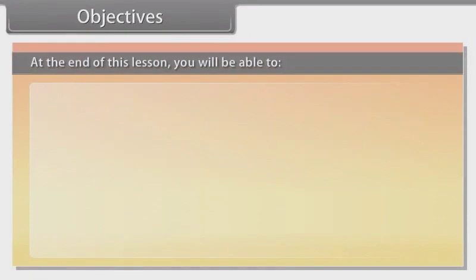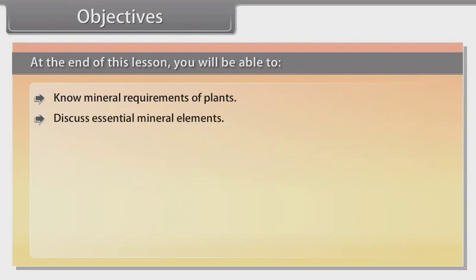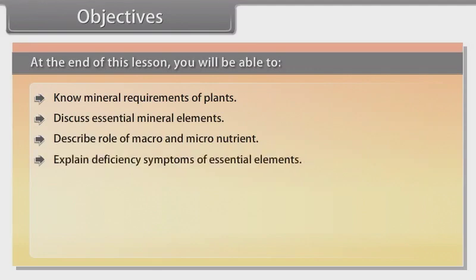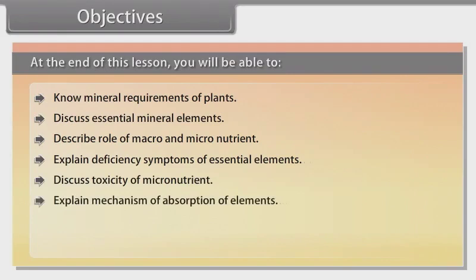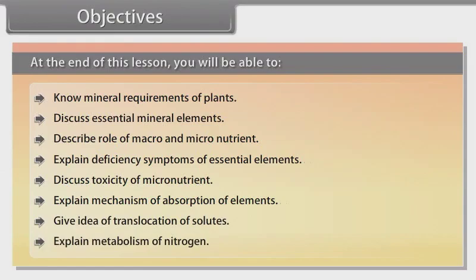Objectives. At the end of this lesson, you will be able to know mineral requirements of plants, discuss essential mineral elements, describe the role of macro and micronutrients, explain deficiency symptoms and essential elements, discuss toxicity of micronutrients, explain mechanism of absorption of elements, give an idea of translocation of solutes, explain metabolism of nitrogen.